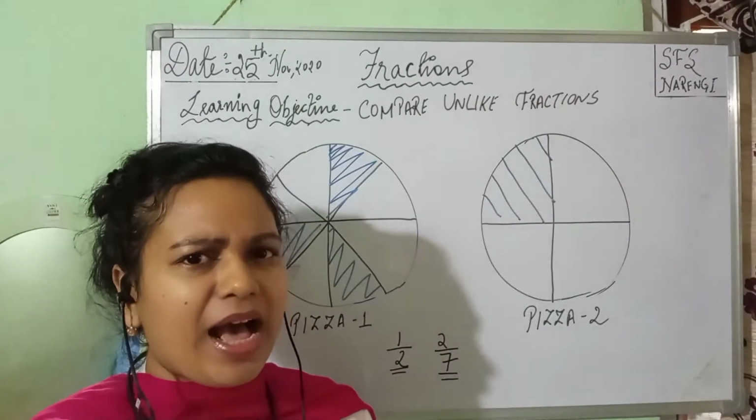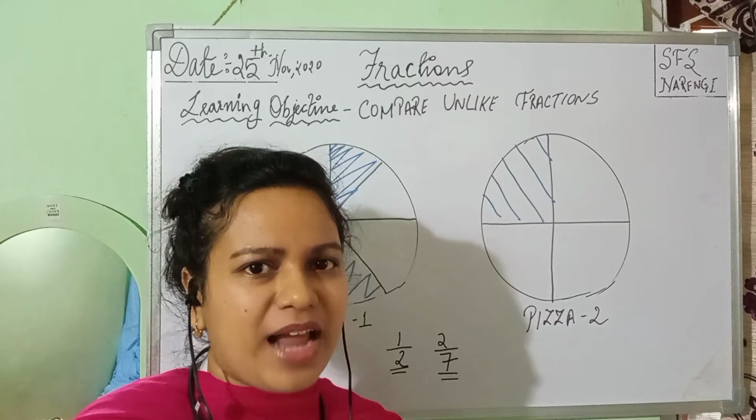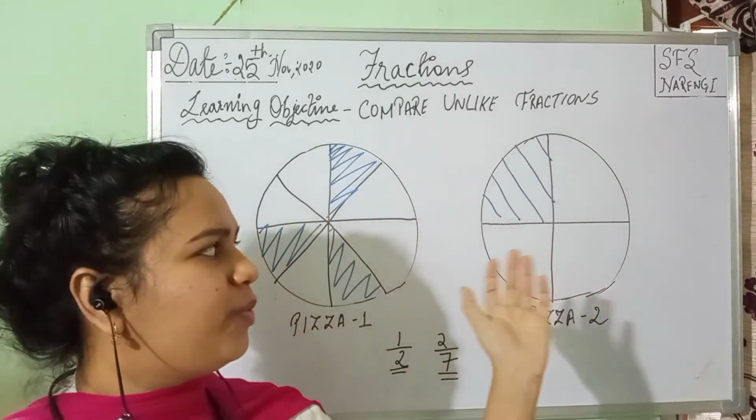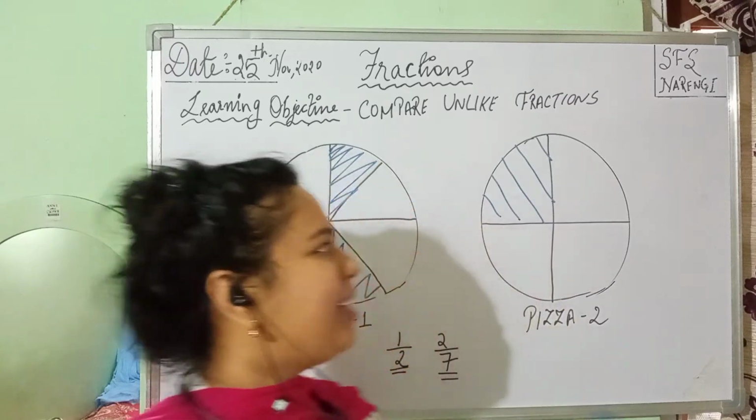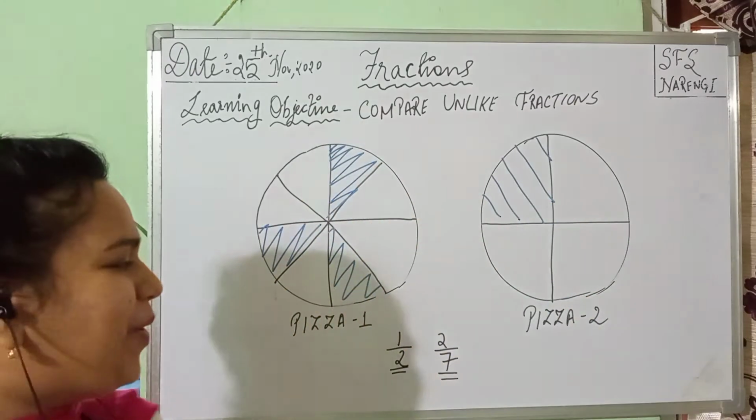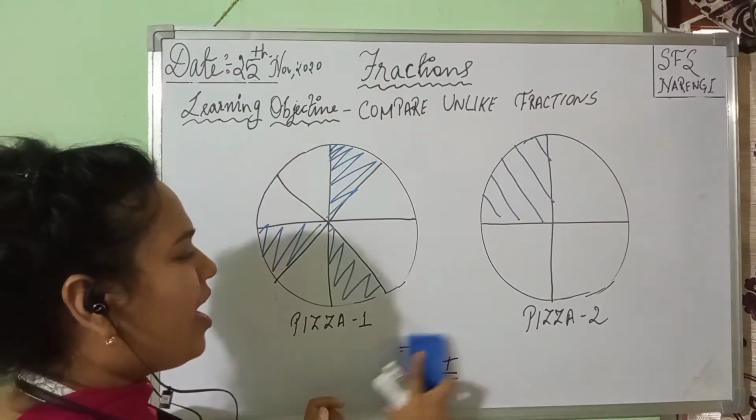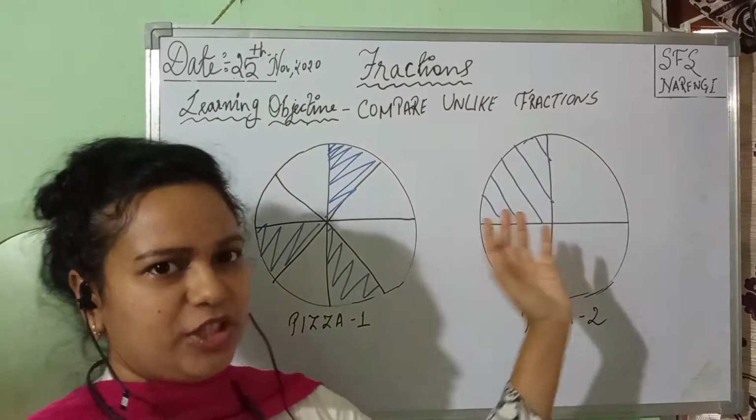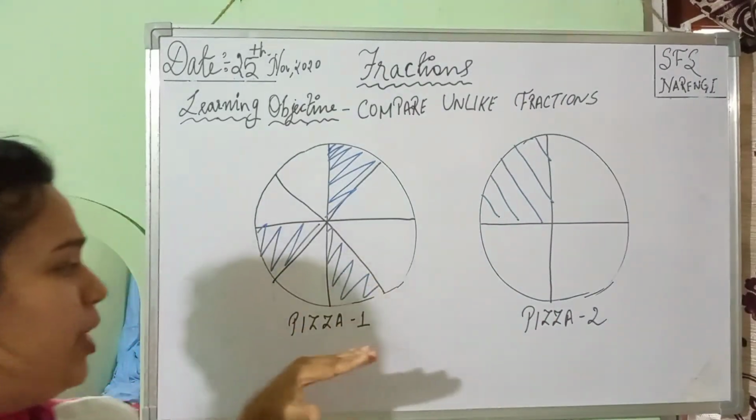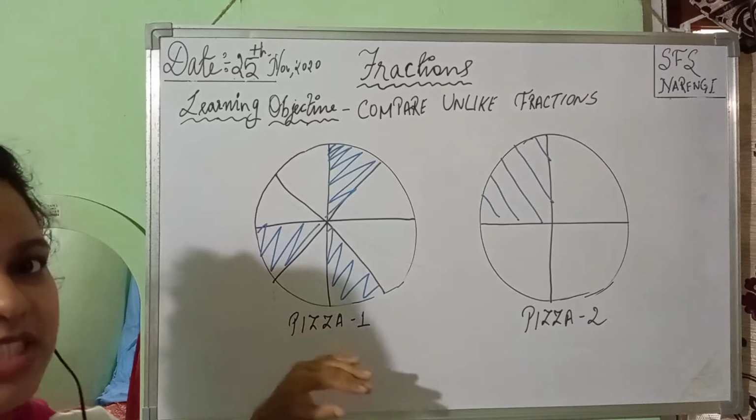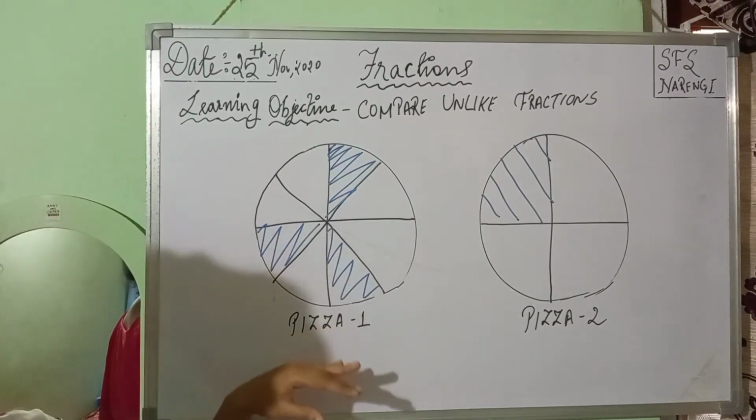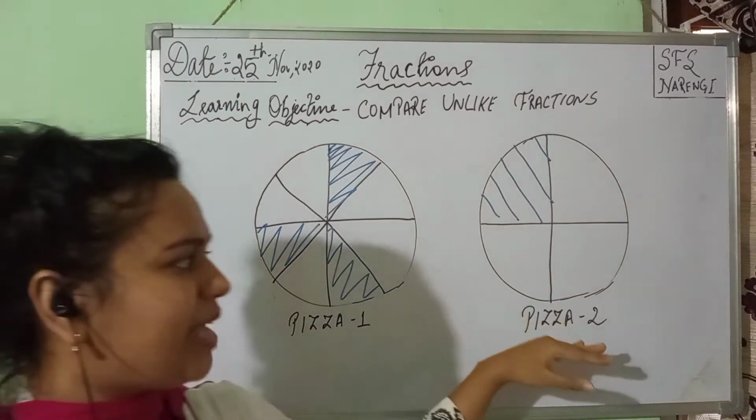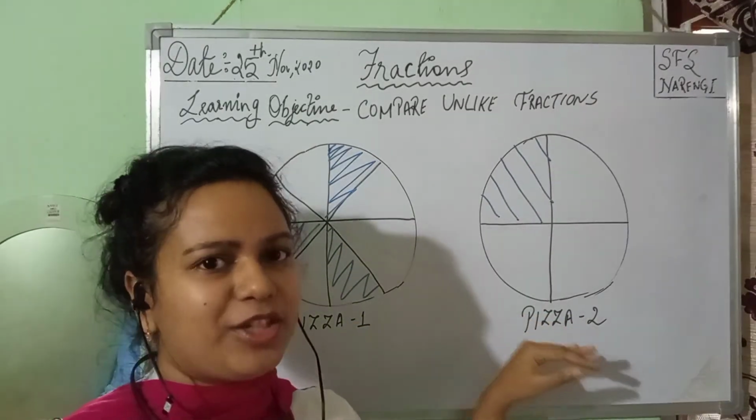Okay, so let us start today's class with two pictures. I'm very sorry my circles are not very circular, okay? But I have tried to draw two pictures. Below the first picture, what have I written? I have written pizza 1. Below the second picture, I have written pizza 2, okay?